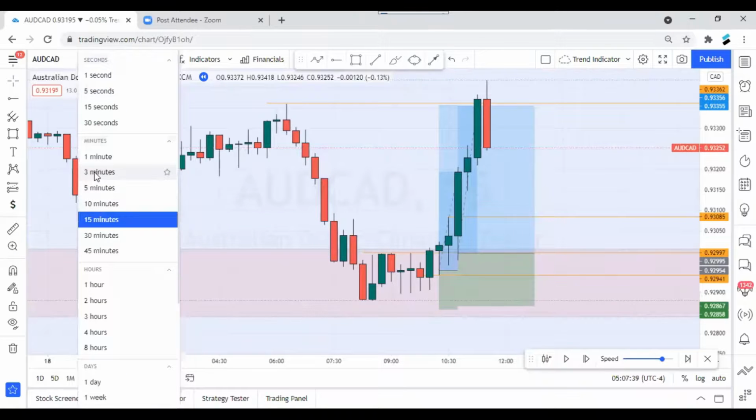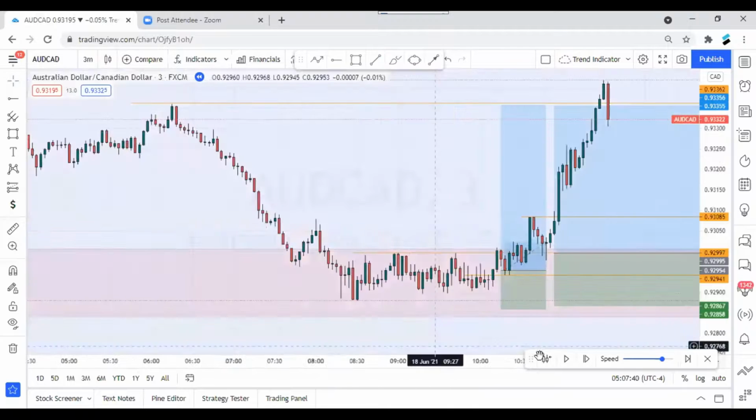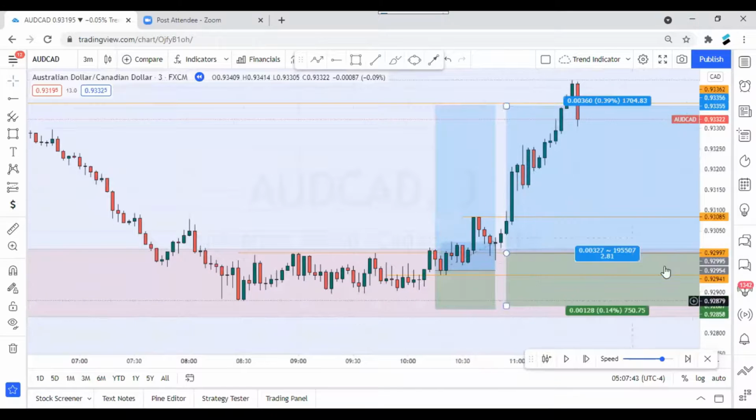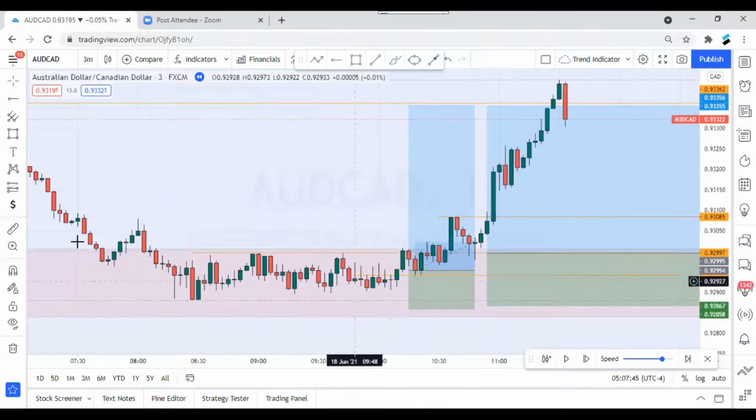Let's take a look at the 3 minute time frame. Again, the opportunity is very clear, right? Two opportunities to enter. The first one is this one. The second one is this one. Okay, this is the 3 minute time frame.